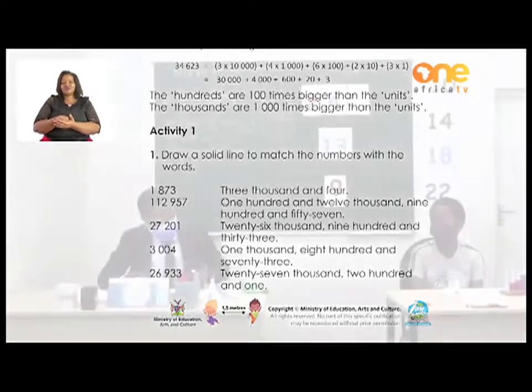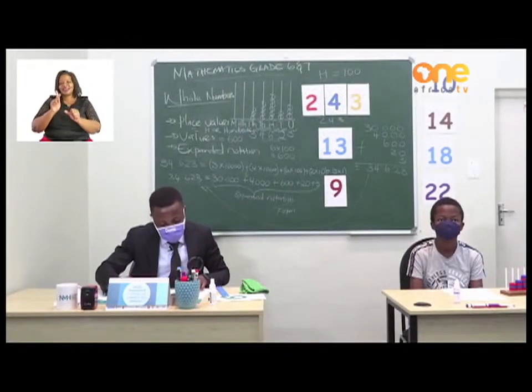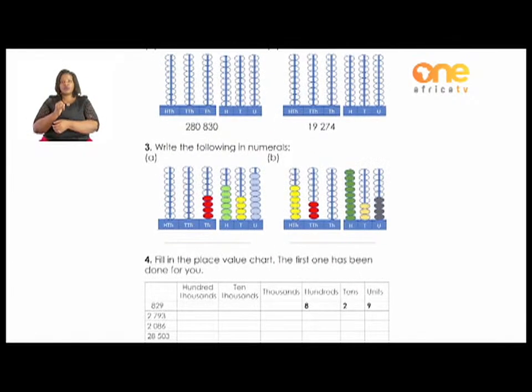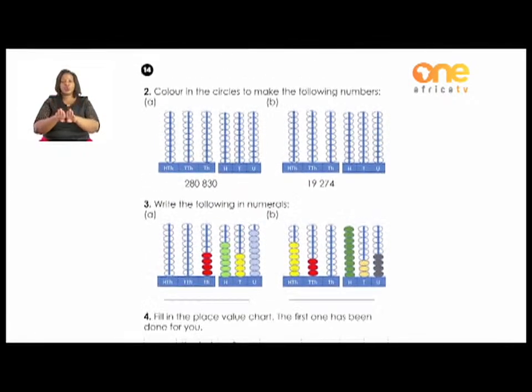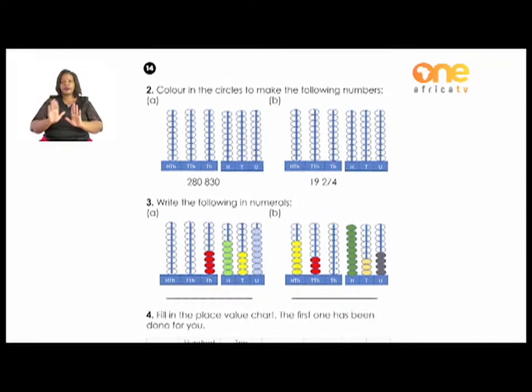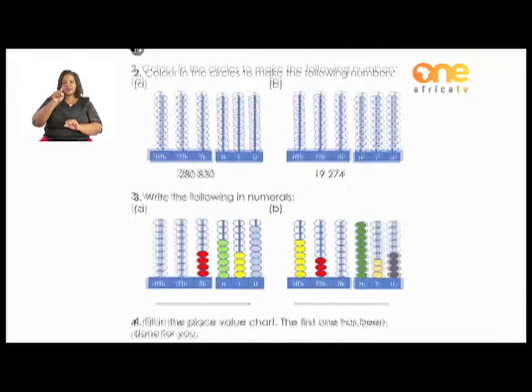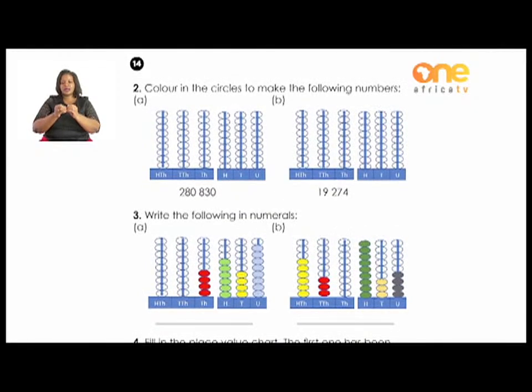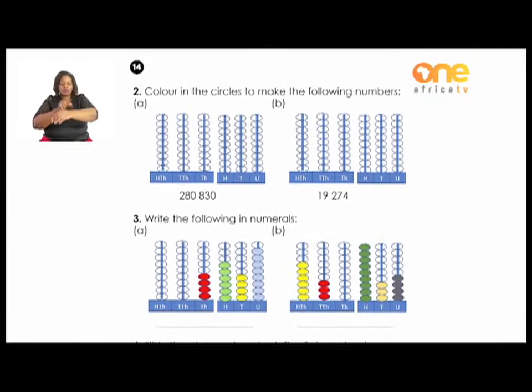And then we proceed to page 14, where number 2 is. So there are abacuses which are drawn. What you have to do is color in the circles to make the following numbers. The numbers are written at the bottom of each abacus. All you have to do is just to color.